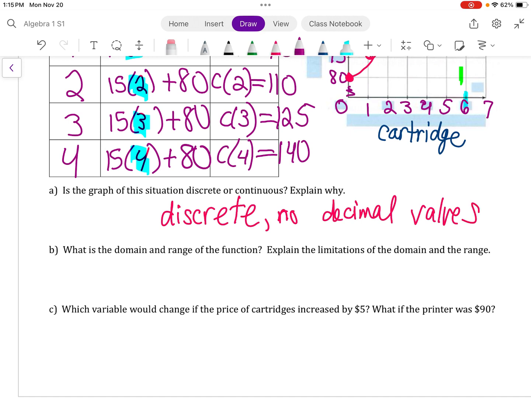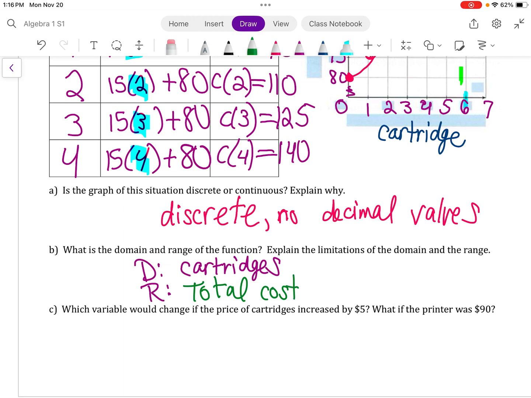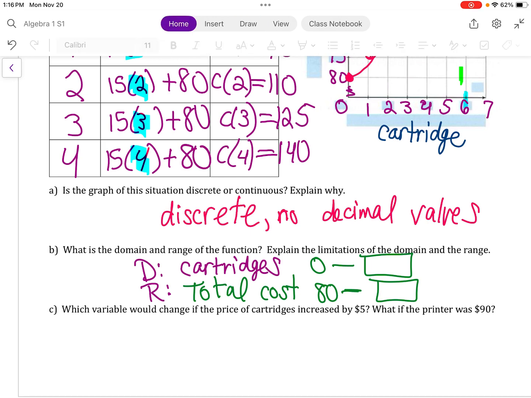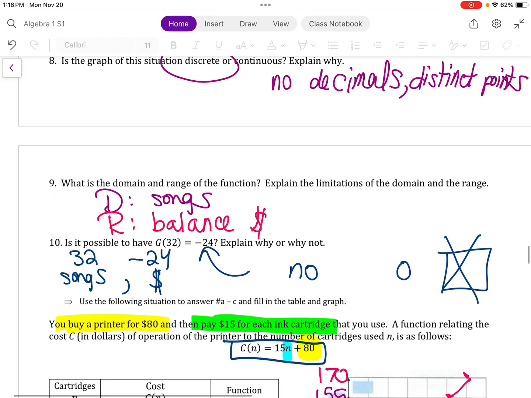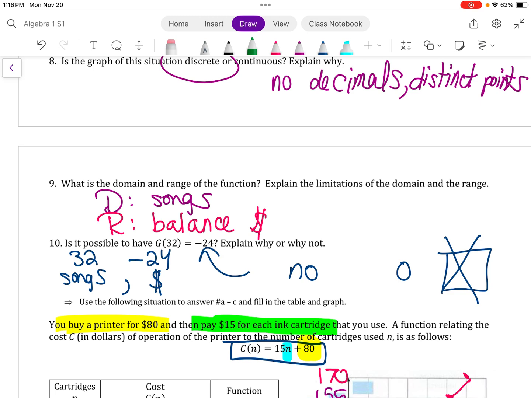All right, what is the domain and range? Okay, you tell me what the domain and range is. What is the input? What are you paying for? The cartridges. What is the output? The total cost. What is the limitation? Well, the cartridges are going to go 0 to whatever amount you're going to have. There's not going to be negatives. Your total cost is going to start at 80 and it's going to go up because your flat fee is 80 bucks.